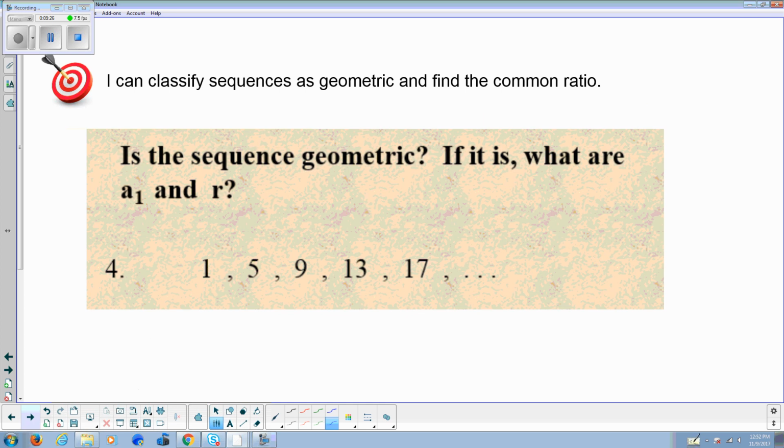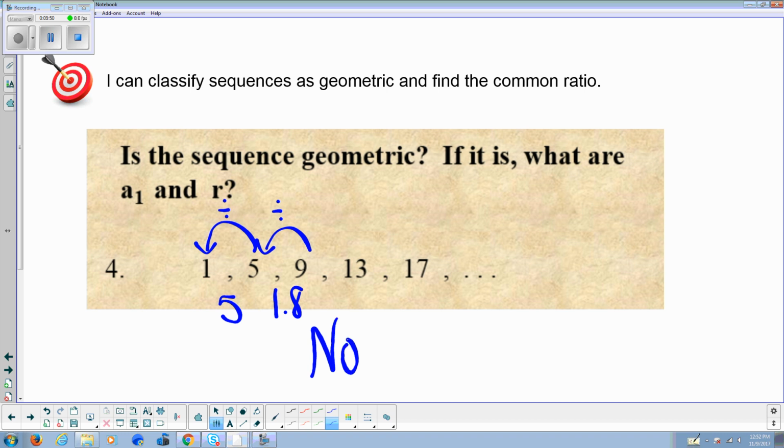Okay, next question. Is this sequence geometric? If it is, what are A1 and R? So I'm going to perform this division. 5 divided by 1 is 5. 9 divided by 5 is 1.8. Because that division did not produce the exact same ratio, we would say no, this is not geometric.